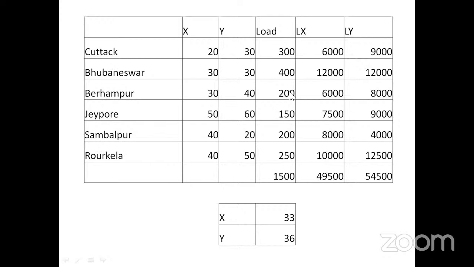Now this is load. What load? Monthly, you take the data for the past 1 year or 2 years and find out the average monthly consumption of that product. On average, Cuttack has 300 units consumption, Bhubaneswar 400, Berhampur 200, Jaipur 150, Sambalpur 200 and Rourkela 250.